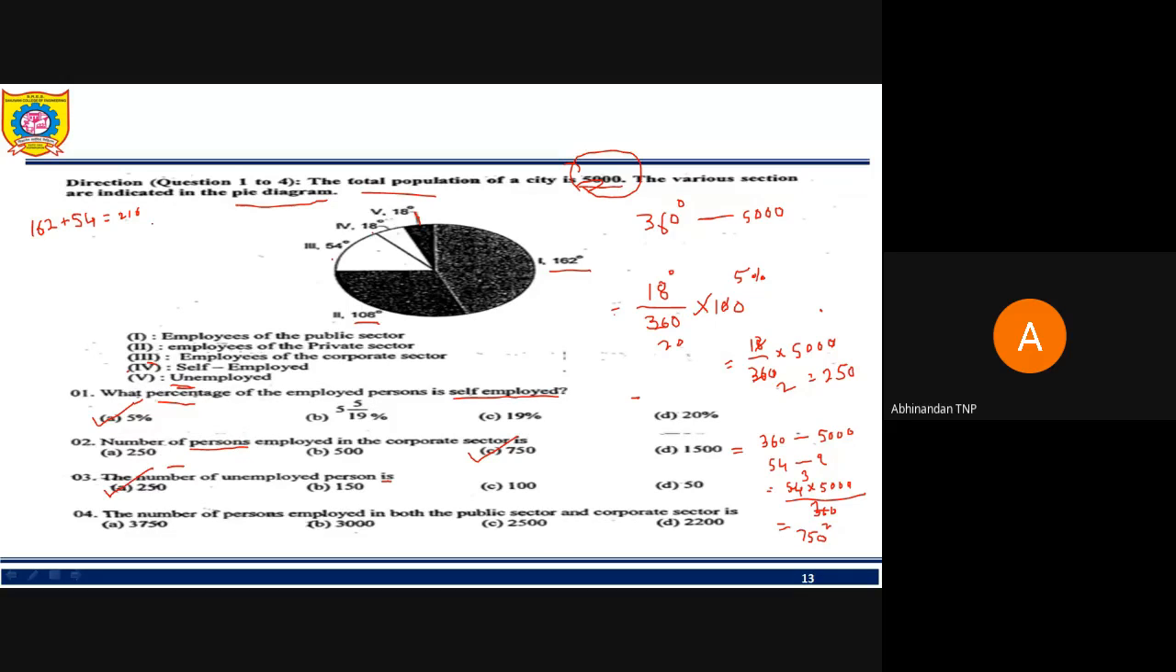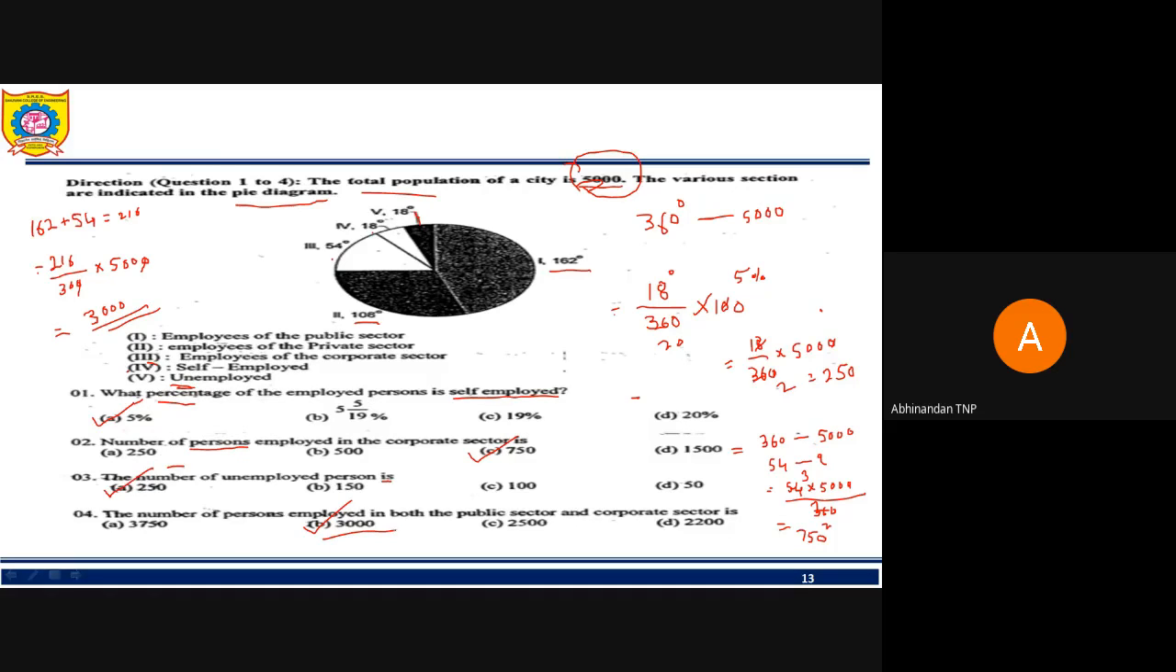You have to do the same mathematical analysis. It is 216 divided by 360 into 5,000. The zeros get cancelled. If I simplify this, it is 3,000. After simplification, you will get option B. 3,000 is the correct answer.